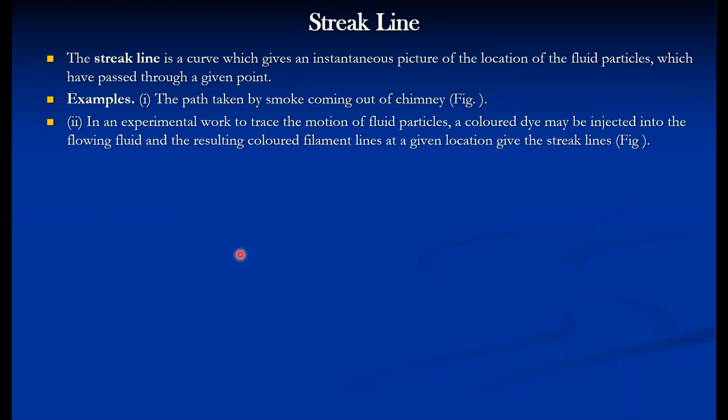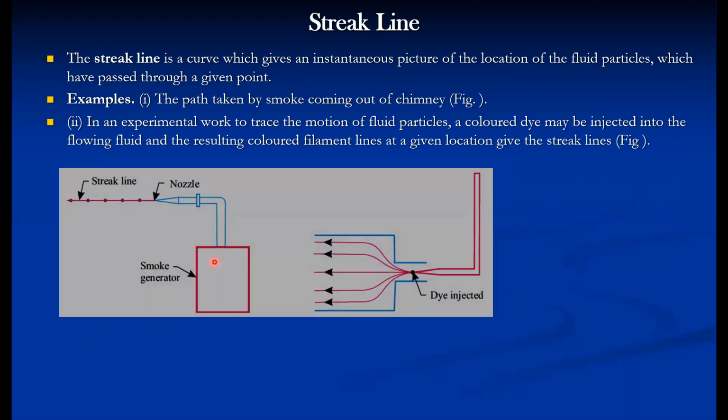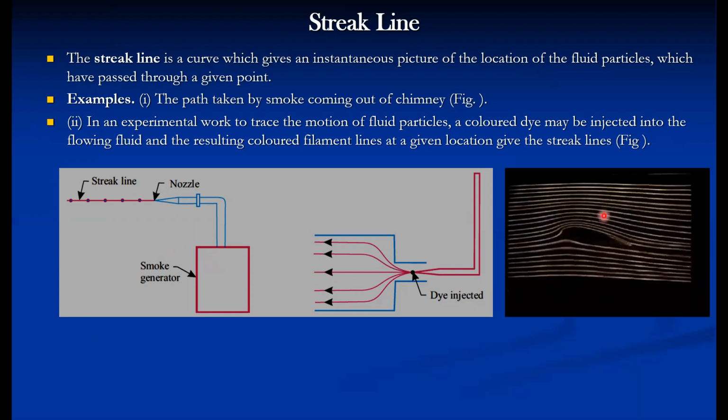To trace the motion of the fluid particles, a color or dye may be injected into the flowing fluid, and the resultant colored filament line at a given location gives the streak line. This is shown in the figure. Suppose in this particular case, smoke is injected and this shows the streamlines. So these are the streamlines, but for visualization purposes, the trace of the color dye, or in this case, the trace of the motion of the fluid particles by smoke, gives the aerofoil section.